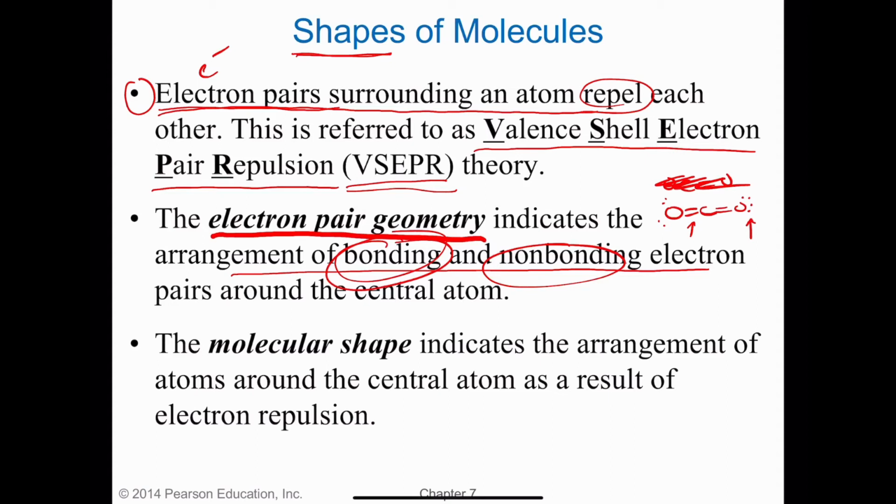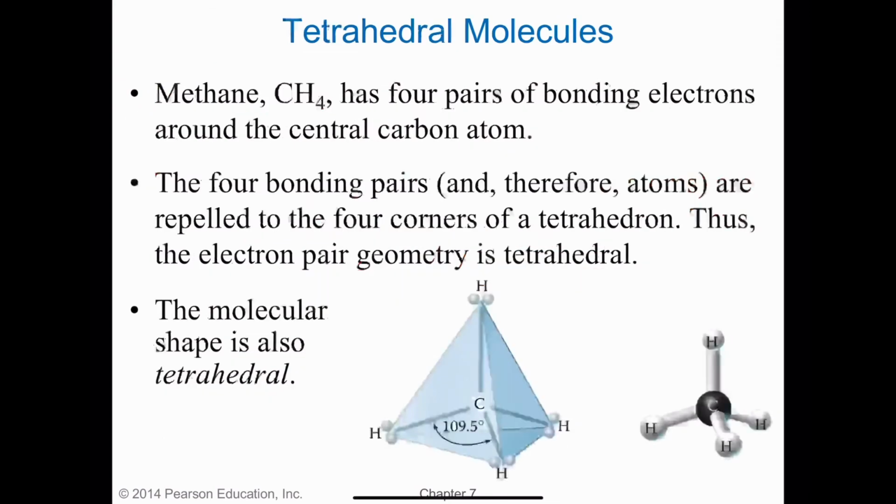The electron pair geometry is basically focusing on the bonding and the non-bonding electron pairs, and the molecular shape is the arrangement of atoms around the central atom as a result of the electron repulsion. So we're going to go through a couple examples and talk about what we mean by these two.